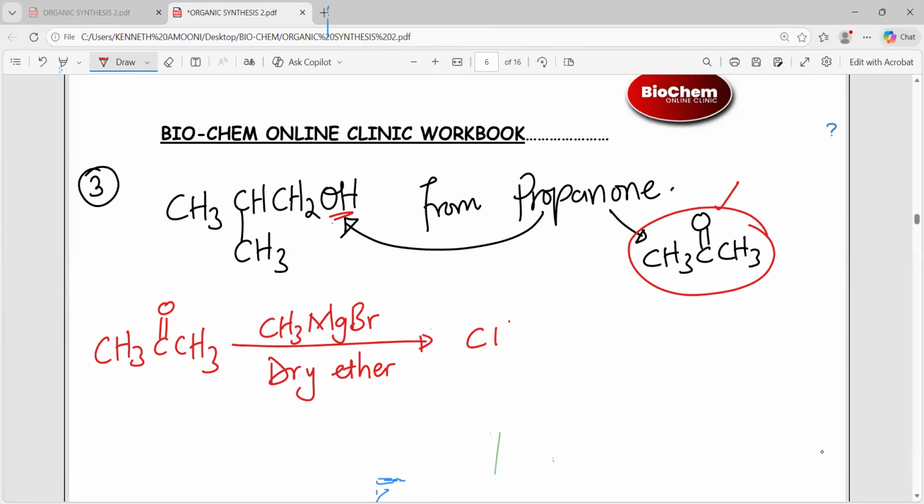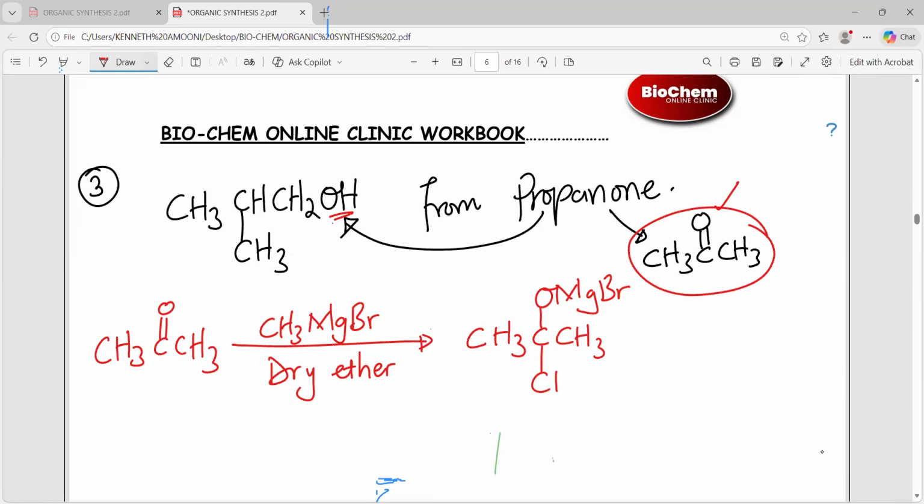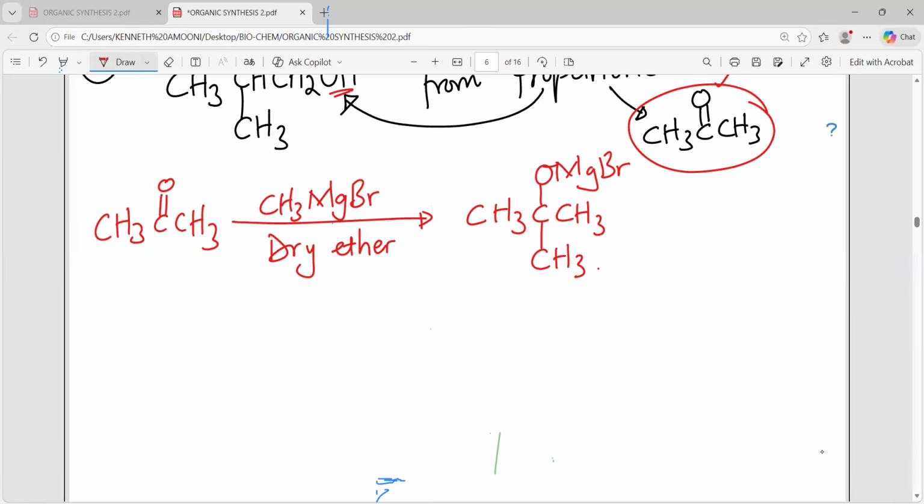The intermediate will be CH3, C, OMgBr, CH3. We don't have an H there, sorry. CH3. Then I will have here CH3. Then after, we are going to hydrolyze that using aqueous ammonium chloride. The ammonium chloride we are using is in aqueous state. So we shall end up forming a tertiary alcohol.